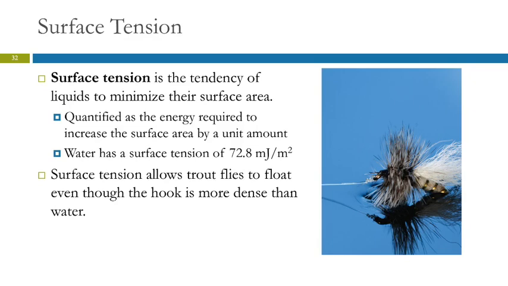It can be quantified. It would be the energy required to increase the surface area by a certain unit amount. So one unit would be millijoules per square meter. That's the surface tension of water, 72.8 millijoules per square meter. So to increase the surface area by a square meter would require 72.8 millijoules of energy. Great, we don't really need to know about that.